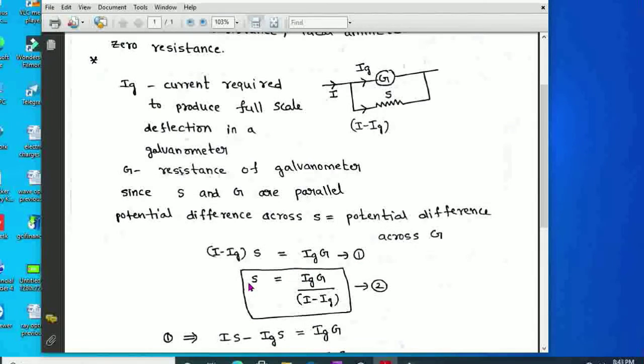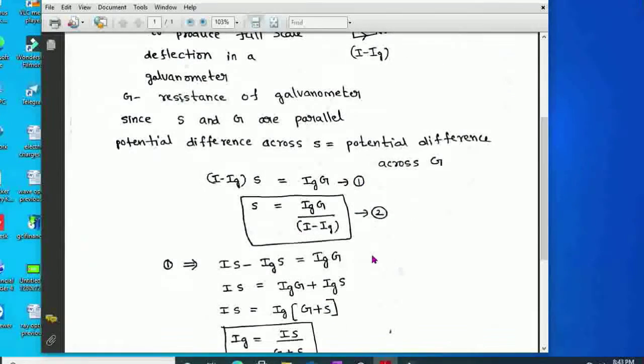From that, S is equal to, if you take this I minus Ig this side, Ig G by I minus Ig. So S is the shunt resistance to be connected to the galvanometer in parallel to convert the galvanometer into ammeter. From the first equation, if you multiply, it becomes I into S minus Ig into S. From the first equation, (I minus Ig) multiplied by S.